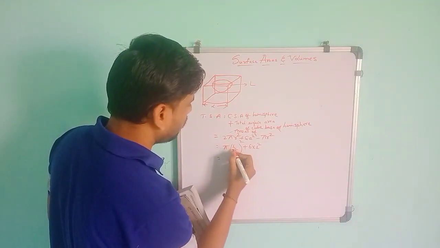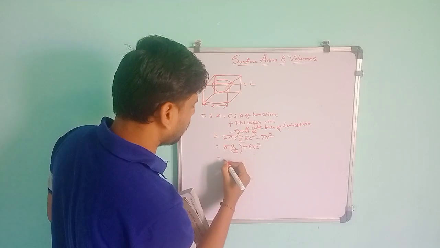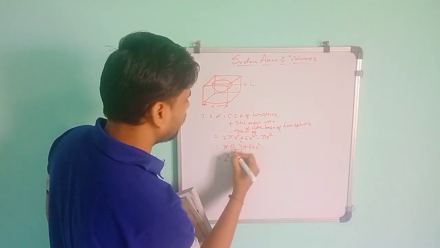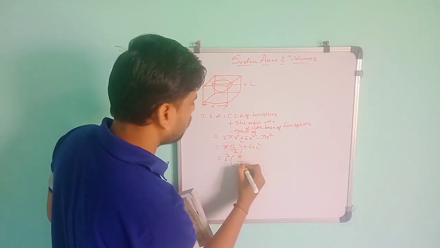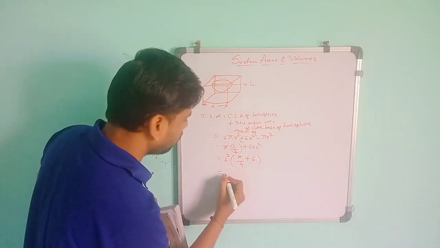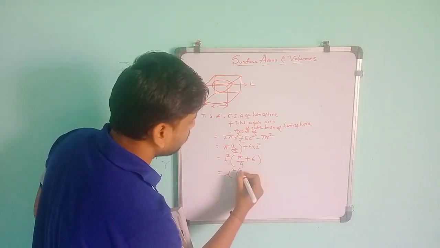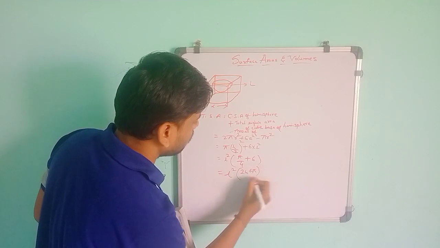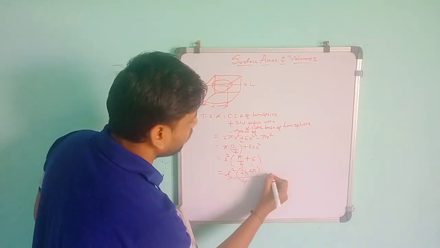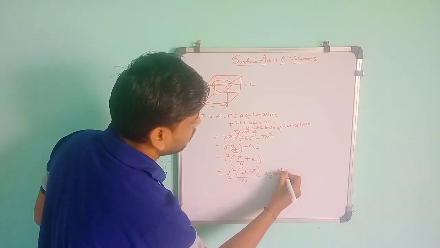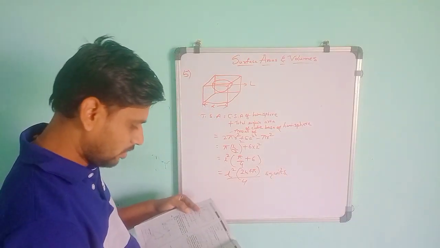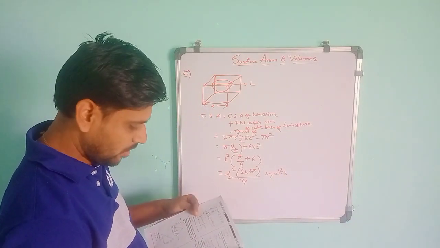So this will be pi, L by 2 whole square, plus 6L square. If you take the square common, then you will get pi by 4 plus 6, which gives L square into 24 plus pi by 4 square units. So we check it: L square, 24 plus pi divided by 4.